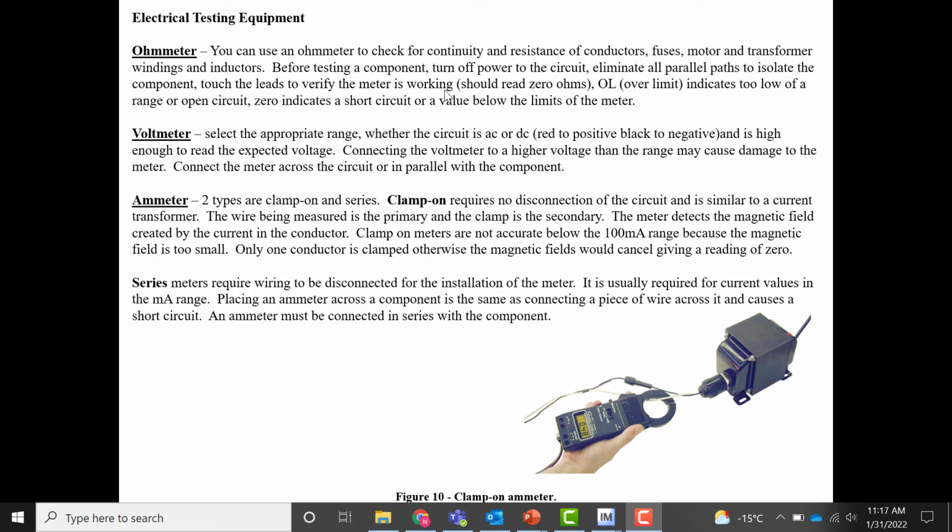Ammeter, there's two types, the clamp-on and series. Clamp-on, again, is a lot easier for us. We don't have to physically break the circuit. It's basically like a CT, like a current transformer. There's a magnetic field that's developed around a conductor when it has current going through, and that magnetic field will cause a current in the meter, and it will show us what current is flowing through there. Huge advantage where I don't have to break the circuit. I can just clamp it.